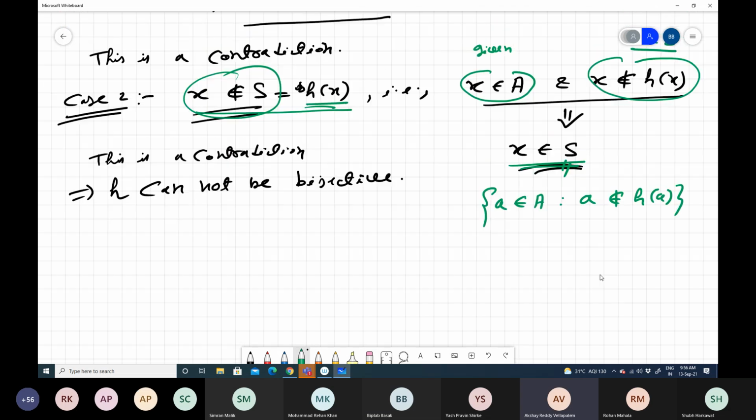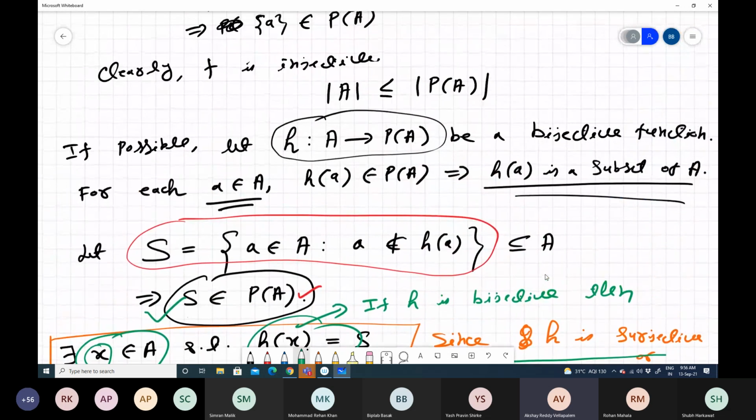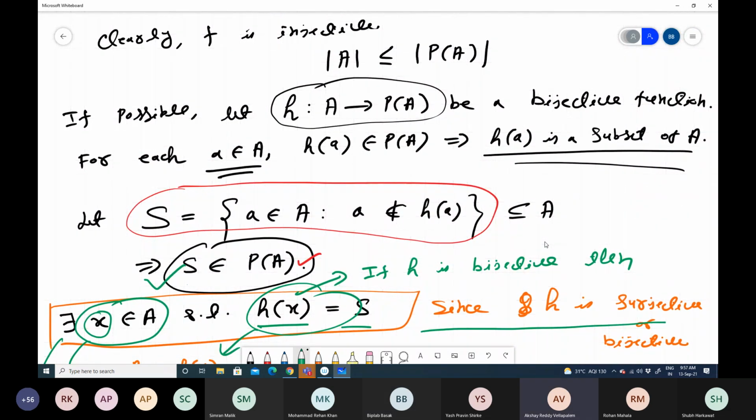Sir, can you go to the starting of the proof? So here, are we ever using the fact that H of A is injective? No, we are not using that. We are just proving that there cannot exist a surjective function. Right. Okay.